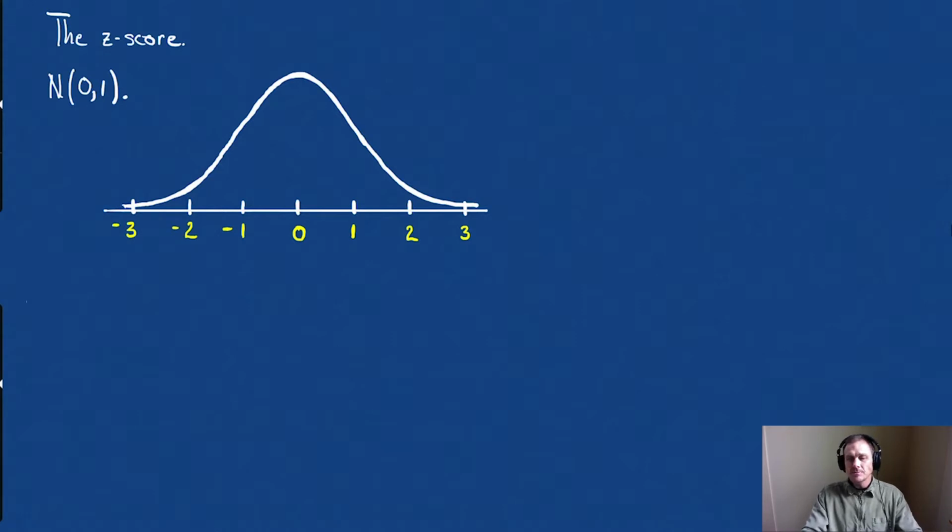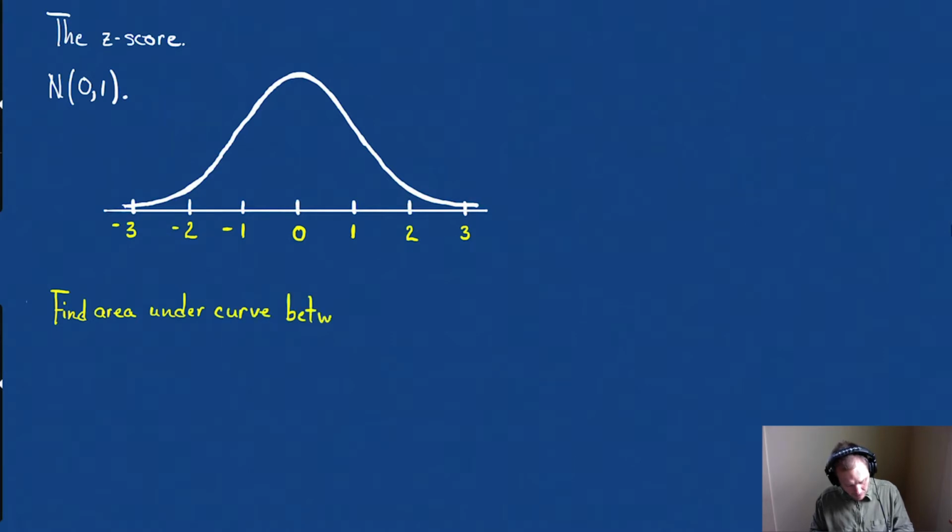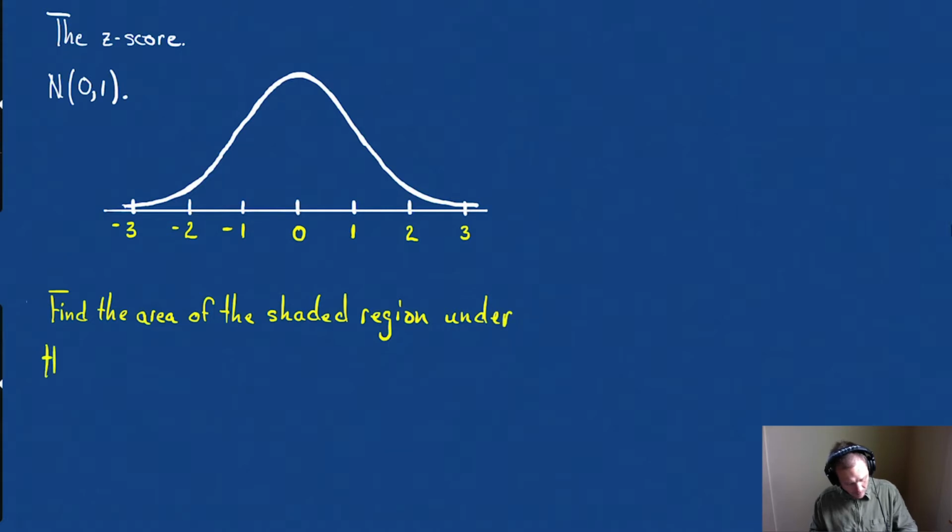And suppose I asked you to find the area of the shaded region under the curve. Okay, I'm going to pause. I'll be right back.